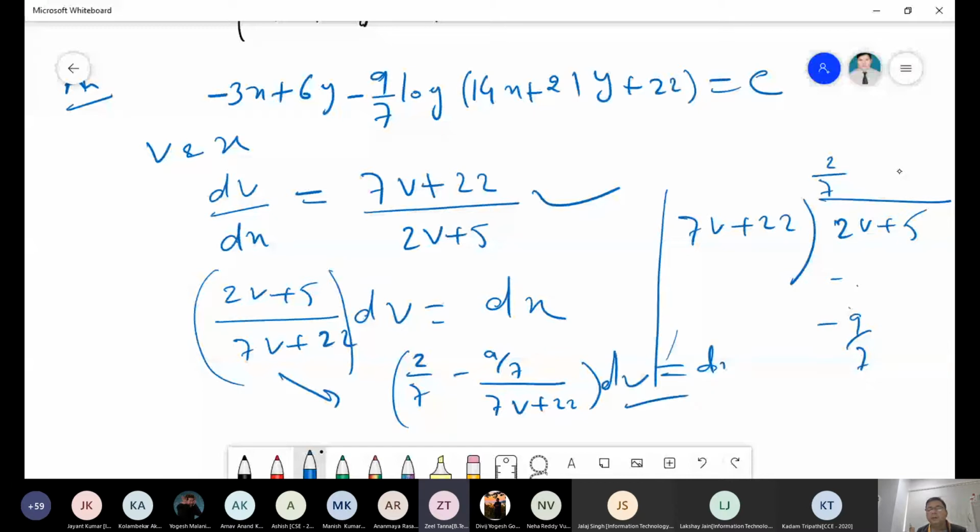Getting my point? Yes, sir. I have used partial fractions, like (2v plus 5) upon (7v plus 22) equal to a plus b upon (7v plus 22). Okay, so you are getting the partial fractions also. You can do that.